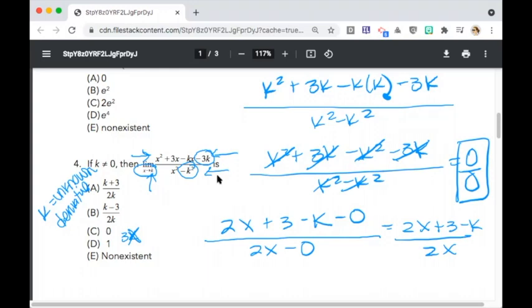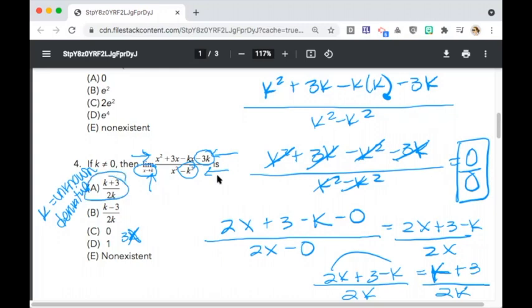So you're left with 2k plus 3 minus k all over 2k. And then let's combine like terms, and you're left with k plus 3 all over 2k. Okay, sorry I got a little messed up at the end, but yes, your answer is going to be A.